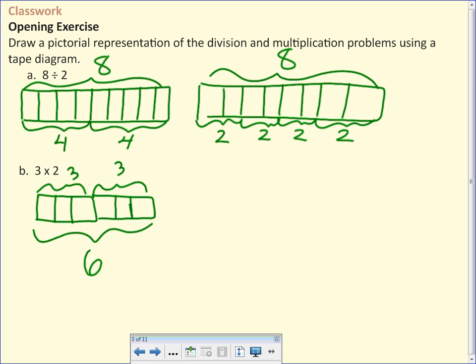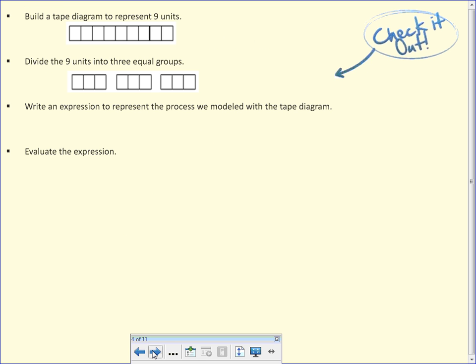I'm going to ask you to put your pens and pencils down. We're actually not going to follow along with the notes today. I'm going to ask you to follow along with the board and then write in some notes, okay? So just put your pencils down because this is not in your notes. So here I built a tape diagram to represent 9 units. I divided the 9 units into 3 equal groups.